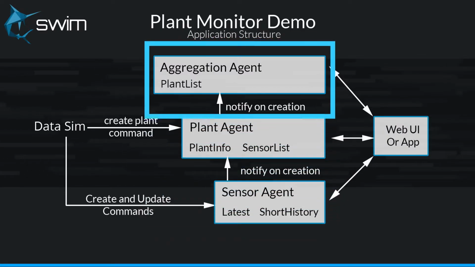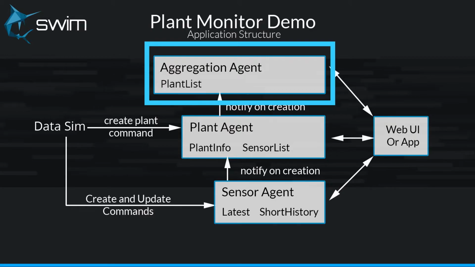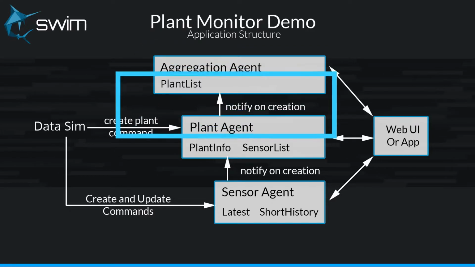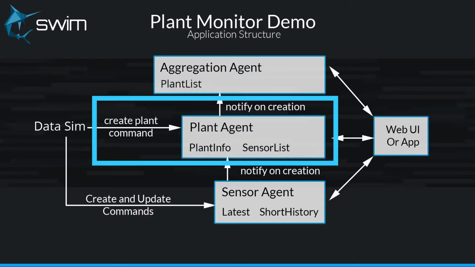When our application starts, it creates a single aggregation agent, which everything else will end up talking to. In this example, there can be many plants or sensor web agents, but there will always be only one aggregation agent. When we start up the data simulator, we first call the create plant command on a plant agent using a unique ID for that plant, and then pass in additional data about that plant to the agent.